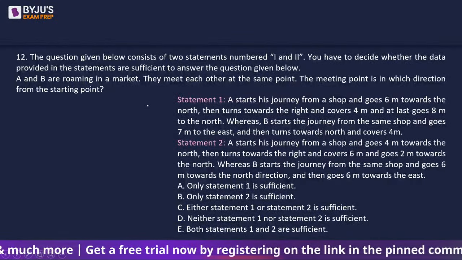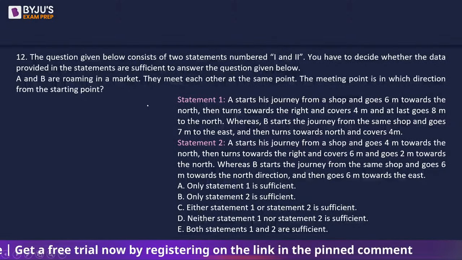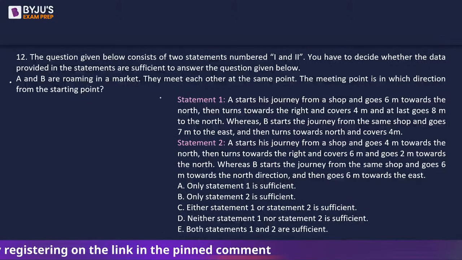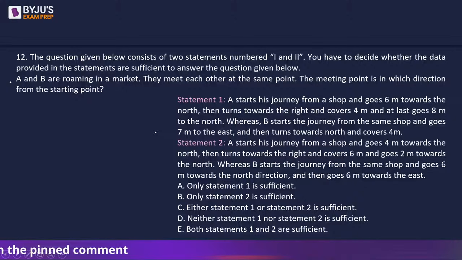Okay. 12th. The question given below consists of 2 statements. Same logic. So A and B are roaming in a market. They meet each other at some point. The meeting point is in which direction from the starting point? A starts from a journey. So statement 1.